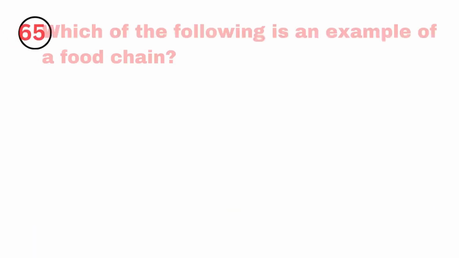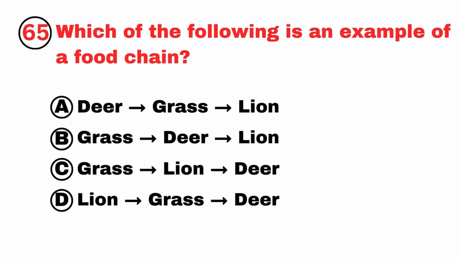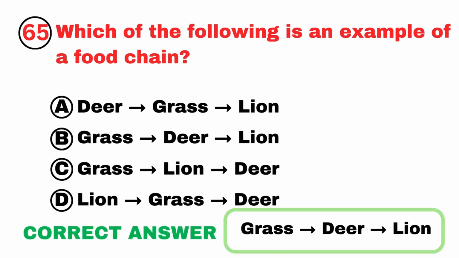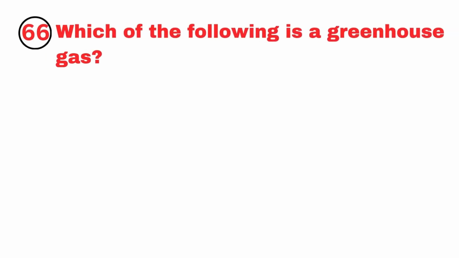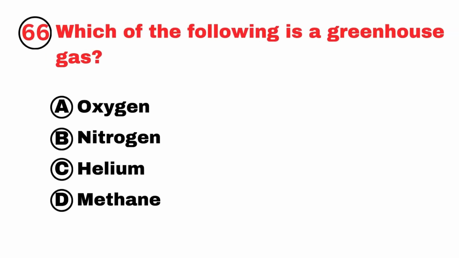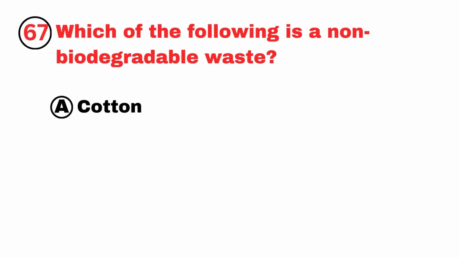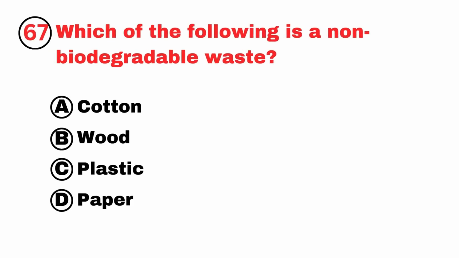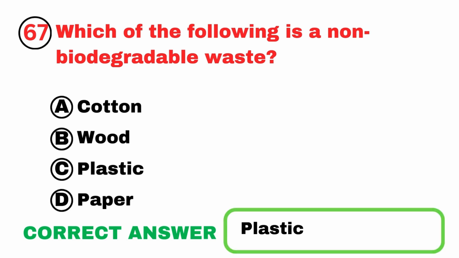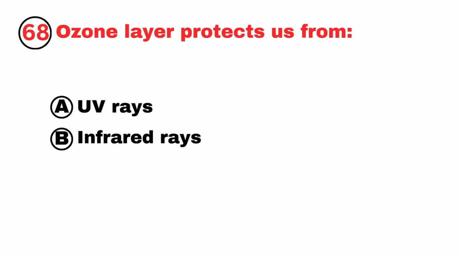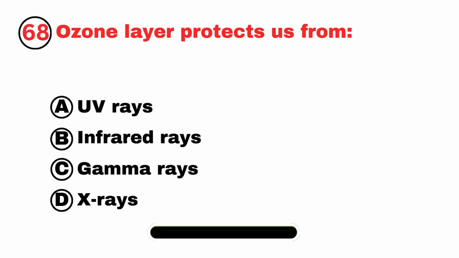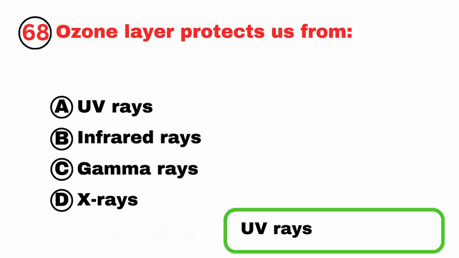Which of the following is an example of a food chain? Which of the following is a greenhouse gas? Methane. Which of the following is a non-biodegradable waste? Plastic. Ozone layer protects us from UV rays.